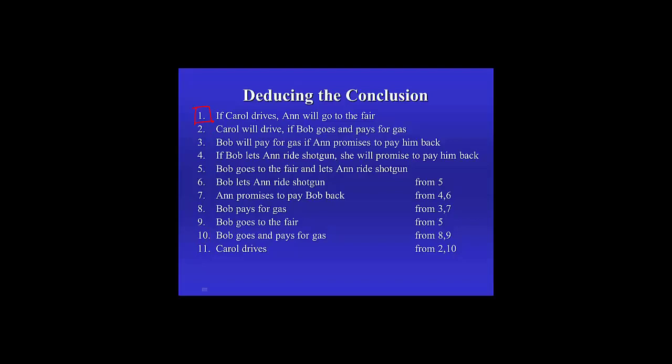Finally, if we look at the original premise 1, if Carol drives, Ann will go to the fair, and our sub-conclusion 11, that Carol drives, then we get our ultimate conclusion that Ann goes to the fair. That comes immediately from 1 and 11 and was our original conclusion. So what we've shown is that from the original 5 premises, through various steps of valid argumentation, we can draw a series of sub-conclusions which ultimately leads to the overall conclusion. Since each step is valid, the whole argument is valid.